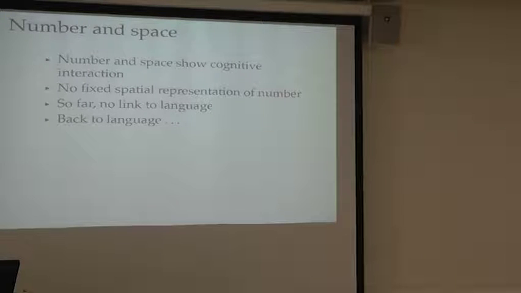Now, so what we've seen is that there is some cognitive interaction between number and space, but it's not very hopeful that we're going to find anything linguistically interesting here. Because we haven't found any linguistic influence yet, right? All that we found is that how you're used to ordering things influences things, and you might have this vague number form, right? The way you picture numbers. But so far, no link to language. So let's now have a look at language.